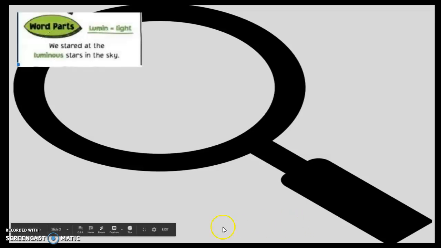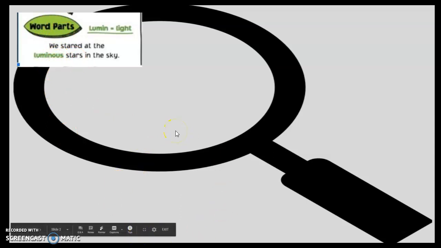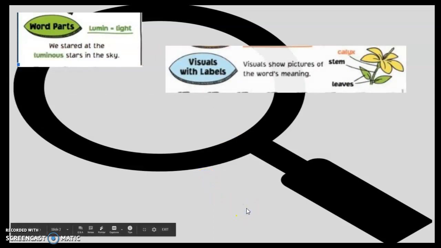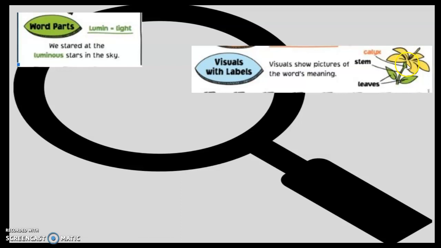So, one thing that you need to be aware of as a reader is identifying word parts. So, for example, when we learn all about prefixes and suffixes and how those affect the meaning of our words, that's a word part. That's going to help you figure out the meaning of a word if you're able to break it down and think about the parts of the word that you do know. Another thing we use as readers is, of course, any visuals that we've got. So if you have any pictures that have labels, be sure you don't ignore those. That can obviously help you identify an unfamiliar word.